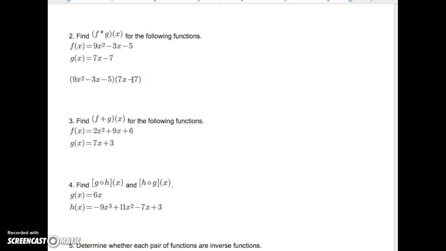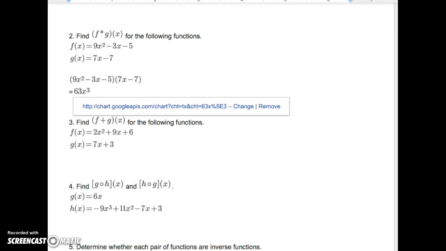We're multiplying the two things together, and then we're going to use the distributive property to multiply out all our terms. So I'm going to do the 9x squared times each of these, then the -3x times each of these, and then the -5 times each of those. So this is what that would look like. 9x squared times 7x is going to be 63x cubed, and then 9x squared times -7 would be -63x squared.